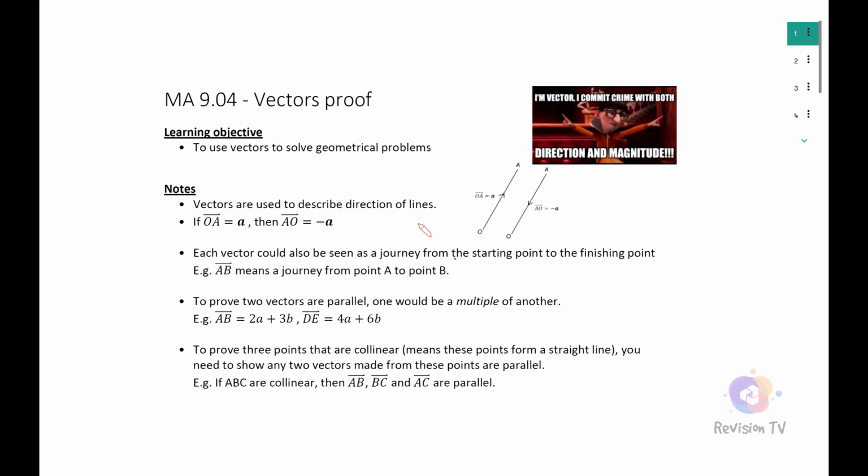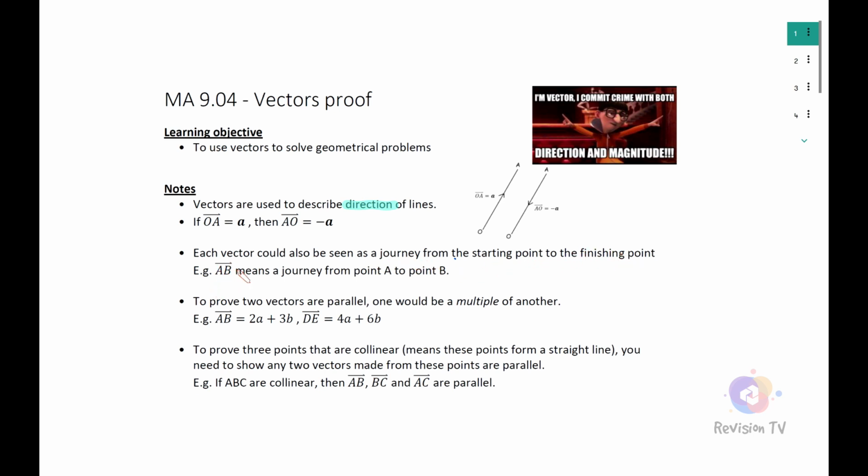But first, we have to recall, okay, vectors are used to describe direction of lines. So vectors is all about directions, okay? And if OA is A, the other parallel lines with opposite direction will be negative A, okay? Using a different letter means different direction, as in they're not parallel. So if OA is this one, another line that is not parallel could be B, could be C, could be D, etc.